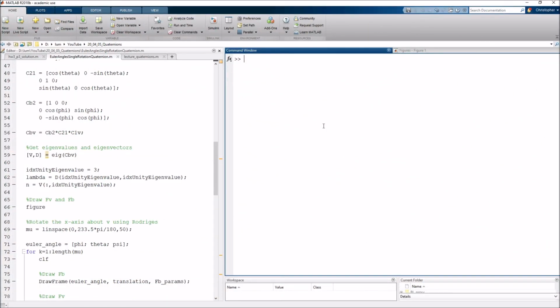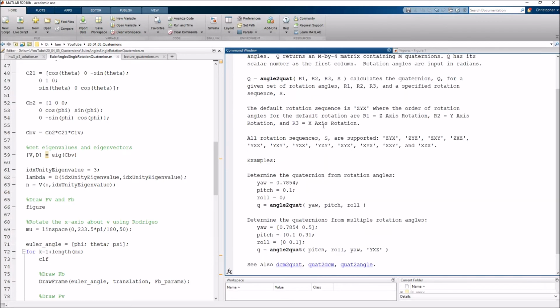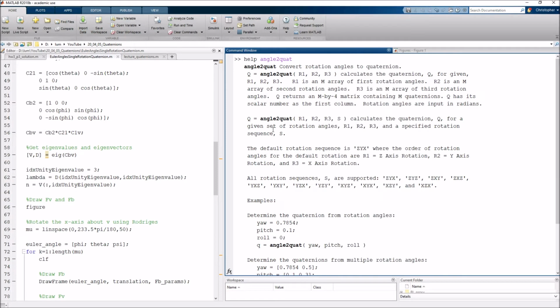All right, so before using the angle to quat function, we should do like any good software developer does, and RTFM, which I'm sure you know stands for read the something manual. I'll let you Google that if you want. But anyway, we should say help angle to quat. Okay, and if you look up this reference page, this all seems pretty reasonable. It says it calculates a quaternion for a given rotation R1, R2, R3, right? And these are basically the three Euler angles, as you would expect, for a given rotation sequence.